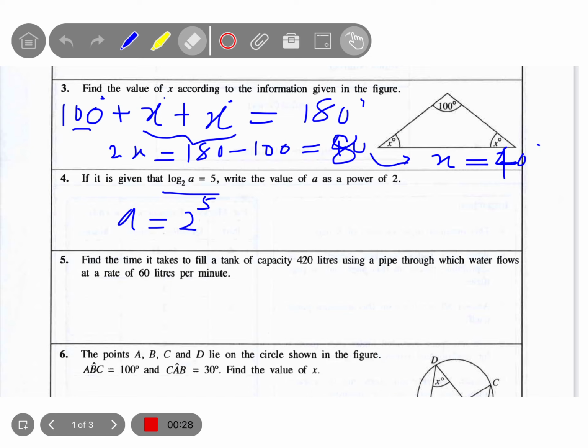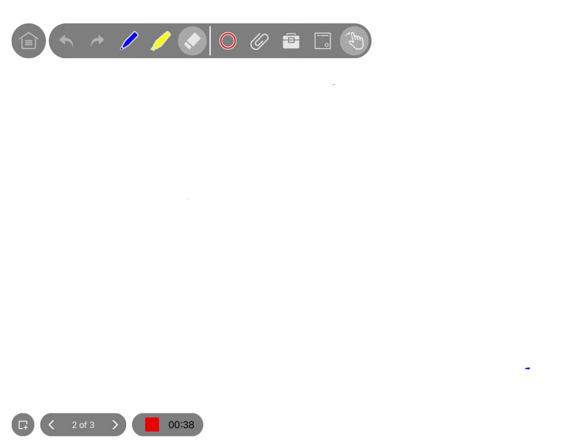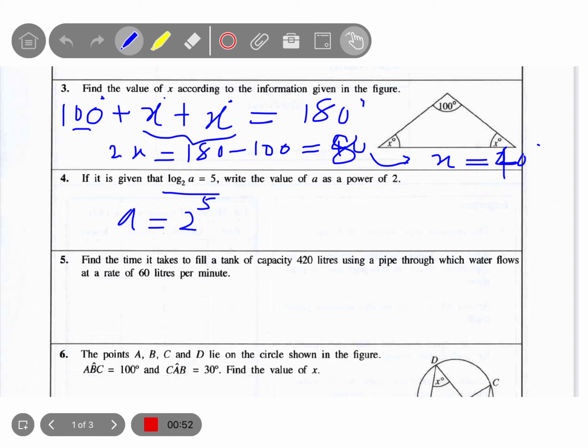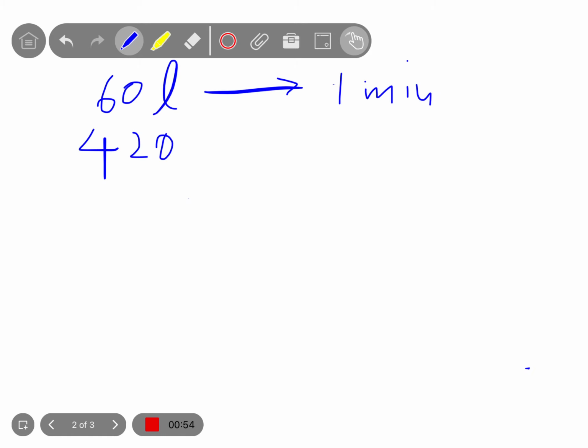So if you just hold that pipe for 1 minute, it will fill 60 liters. So then they're asking how long will it take for you to fill 420 liters. This is pretty easy. This is like proportions. So 60 liters per minute. To fill 60 liters, it will take 1 minute. Then they're asking 420 liters, correct? 420 liters, yes, 420 liters.